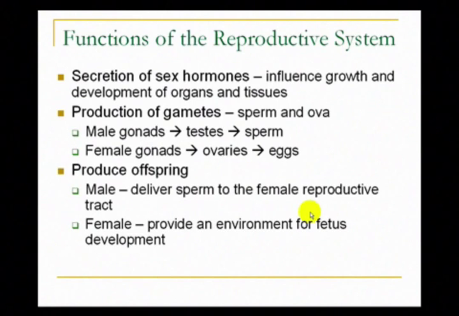And then the other purpose of the reproductive system, and this is the main purpose, is actual reproduction. So when the sperm and egg come together, the goal is to produce offspring. So the male's reproductive system is designed to deliver the sperm to the female reproductive tract, and the female's job is to provide an environment for the fetus to develop.